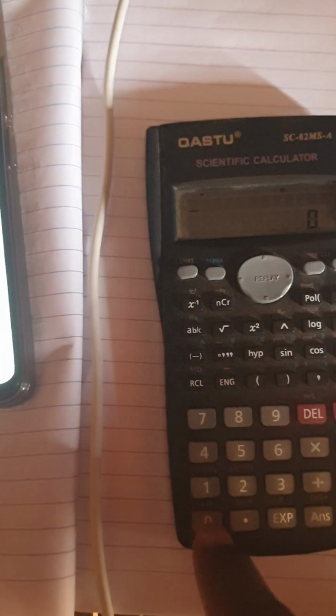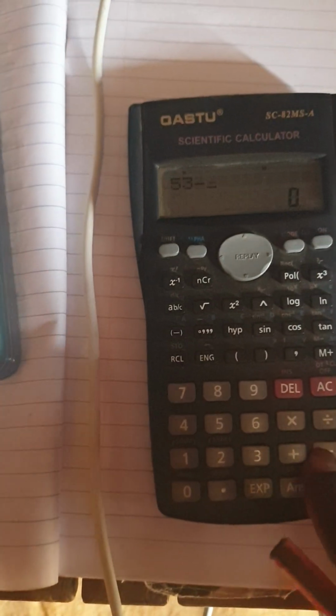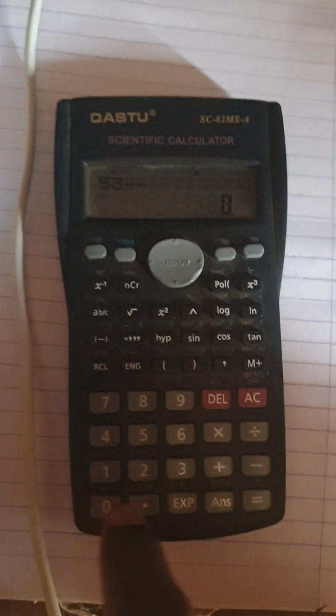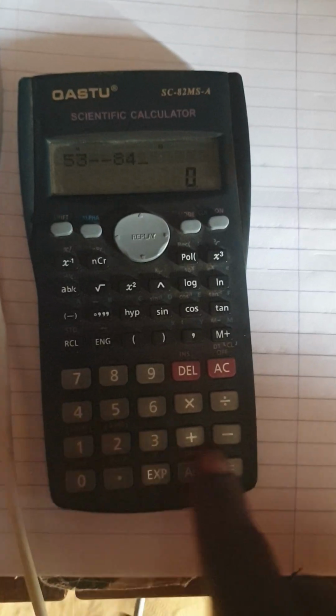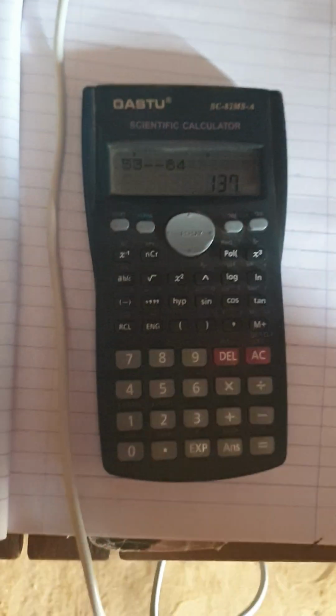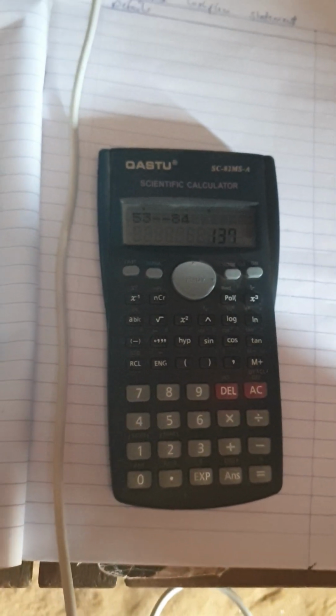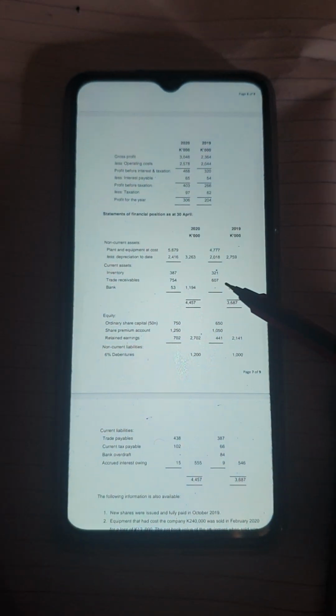Bank will be 53 minus, it is closing minus opening. So 53 minus opening, and opening was negative 84, because it was an overdraft. So we have 137. Where is this 137 coming from? At the start we had an overdraft, we didn't have any cash. If you check here, we don't have any cash in the bank. There's nothing.